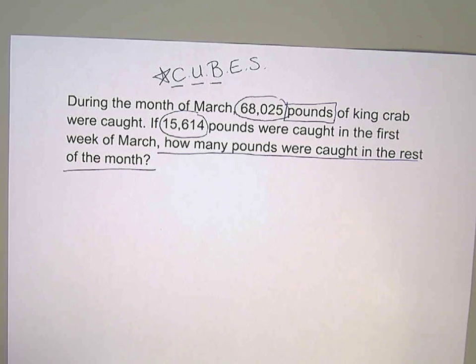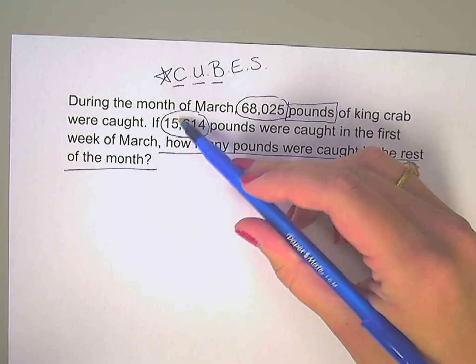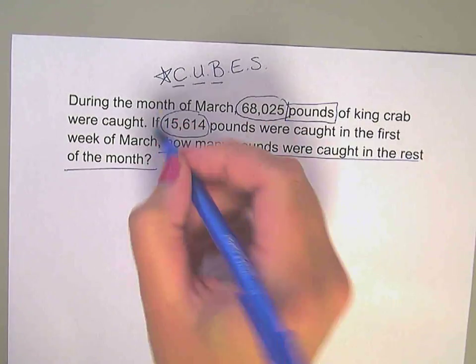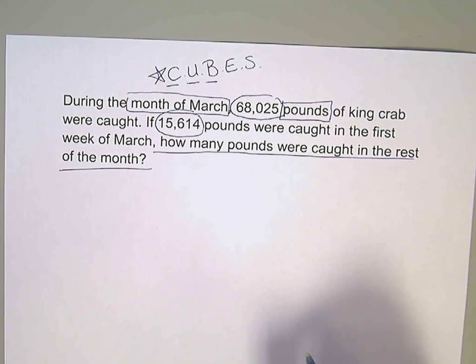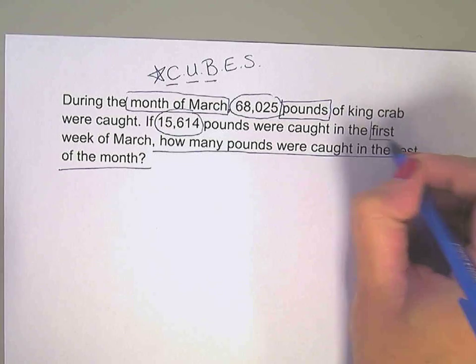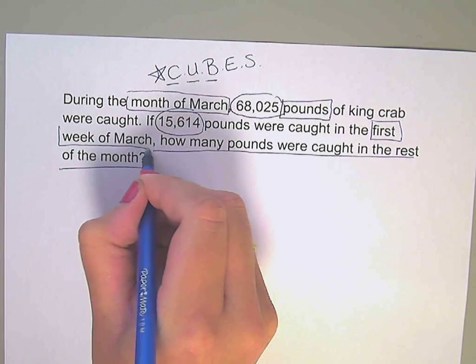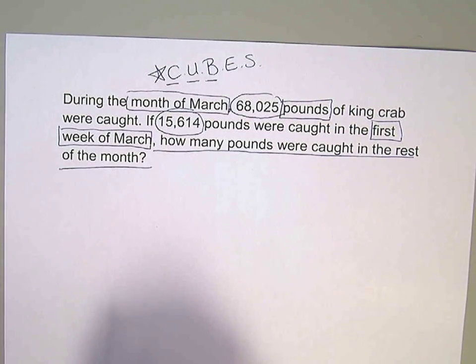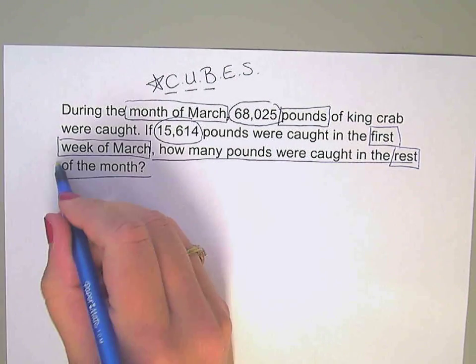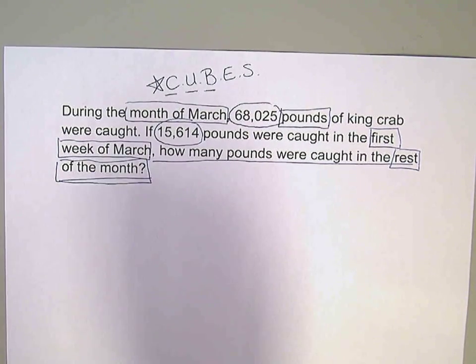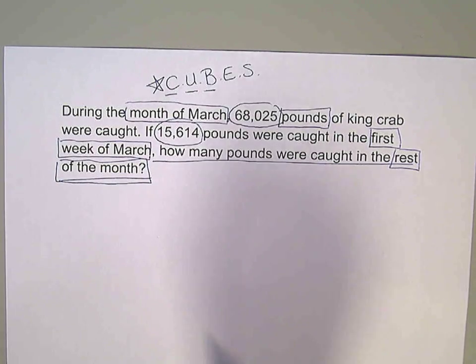Now it also tells me some specific times. It talks about this month of March, okay? So this is important, this whole month of March. Then it talks about some other specific times, as in the first week of March. What's the other important time? Yeah, right here. Rest of the month. I see one more phrase that might be important for us.